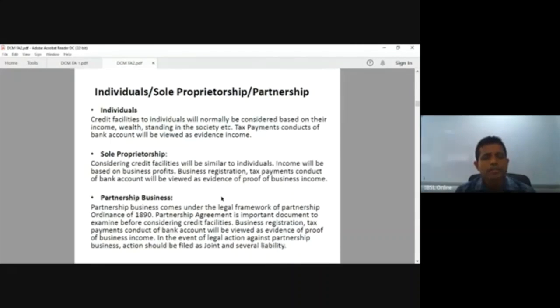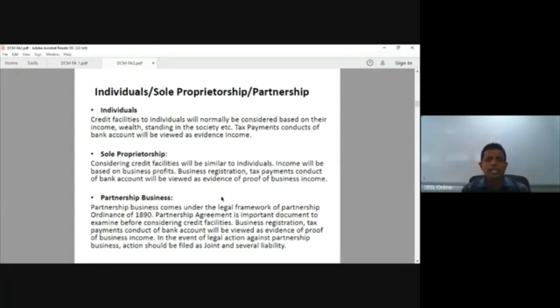Wealth or standing in the society. Tax payment, conduct of bank account will be viewed as evidence, right? Normally, we take the bank account and the salary details in order to assess the repayment capacity. Then the sole proprietorship also, we can consider the credit facilities similar to individuals.